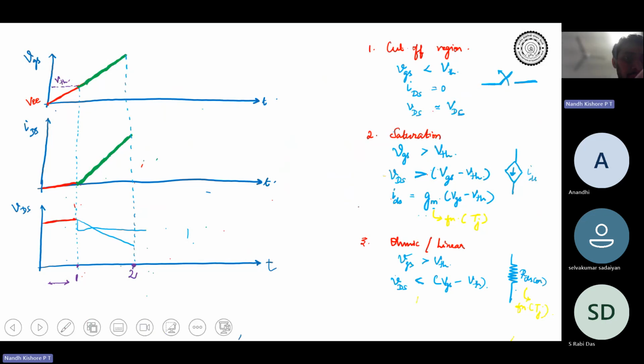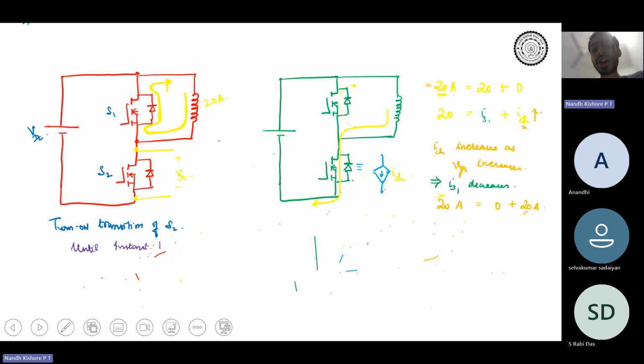At this point, you have reached the rated IL, which is 20 amperes. So you started at 0 and you reach your rated current. Now coming back to the question, what happens to VDS? That is where we started all of this discussion, right? Initially we said the voltage across the device is VDC.